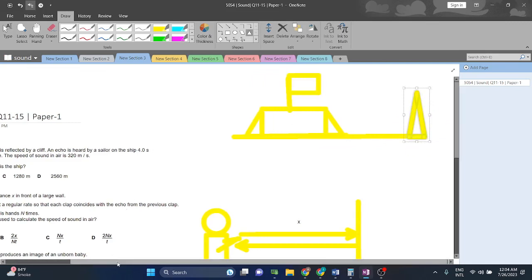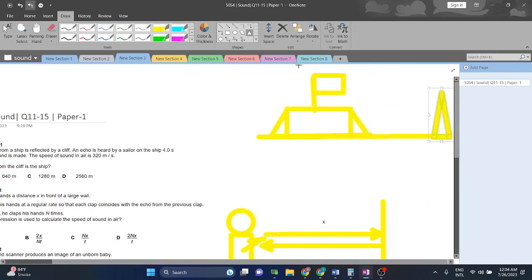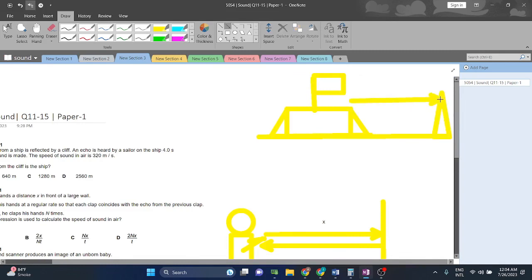So he says, "An echo is heard by a sailor on the ship 4 seconds after the sound is made." Here a sound is made and then it is reflected from the cliff and came back. So that means 2 seconds to go, 2 seconds to come back, because the total is 4 seconds, right?